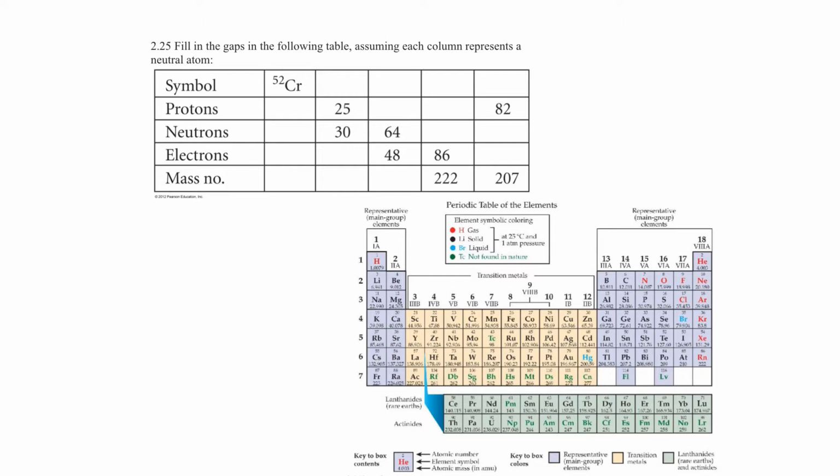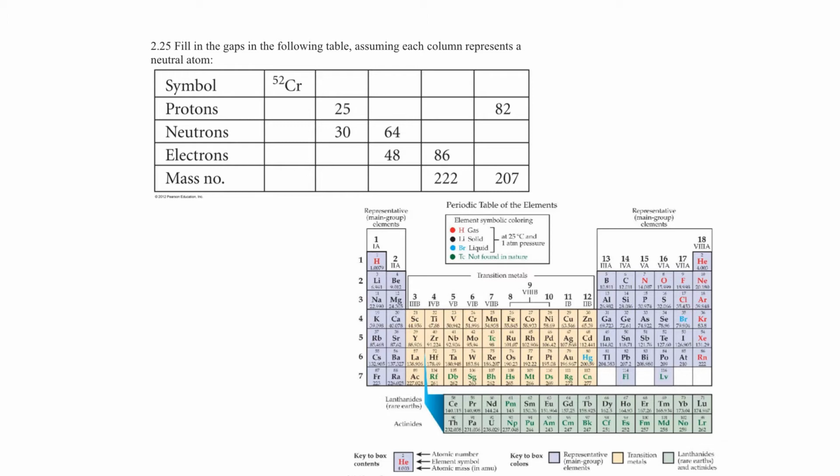We are in Chapter 2 on atoms, molecules, and ions, and this is the end of the chapter questions, question number 25. Fill in the gaps of the following table, assuming each column represents a neutral atom. So the first one is easier. They've given you the element symbol, which here is chromium.